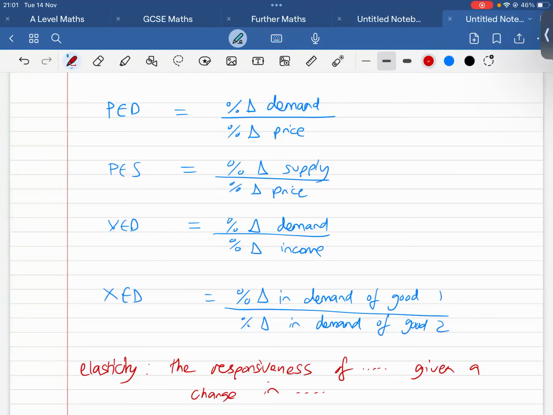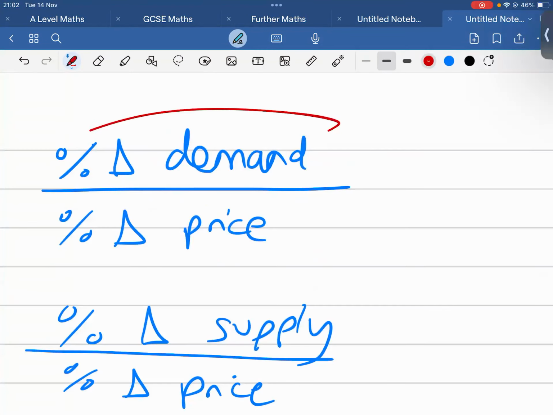Not really, I can't lie. Wait, what part? The definition part? Yeah. Basically you can just say it in words rather than as a formula. So PED is the responsiveness of demand given a change in price.